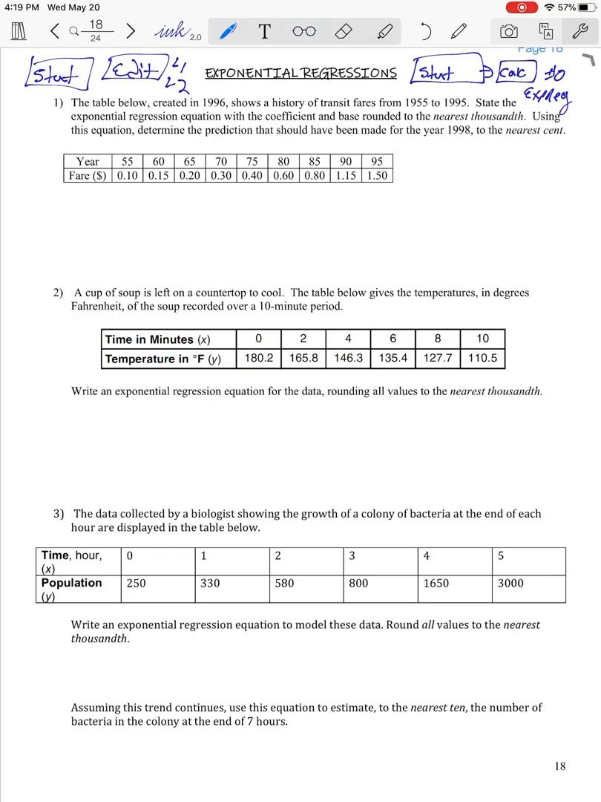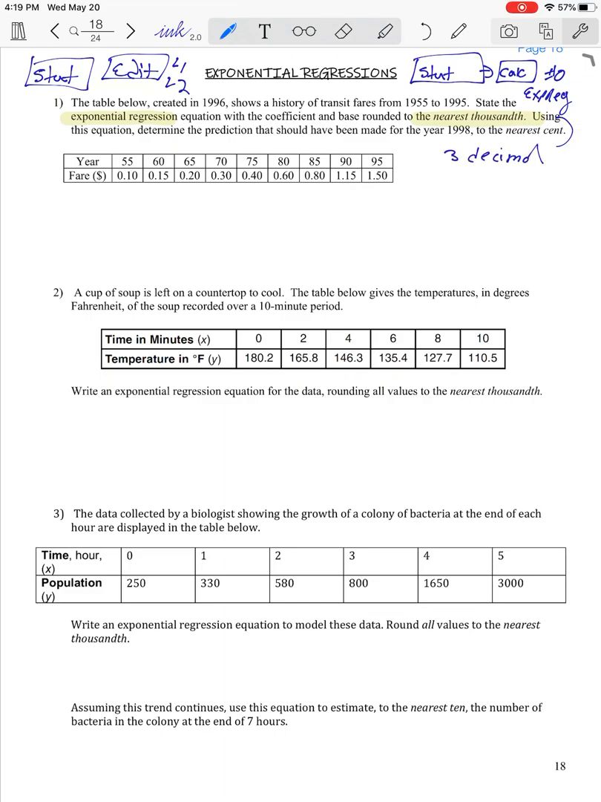So let's get started. It says, the table below, created in 1996, shows the history of transit fares from 1955 to 1995. State the exponential regression, and remember that's number 0, with the coefficient and base rounded to the nearest thousandths. This is new. When you round to the nearest thousandths, that's going to be 3 decimal places.